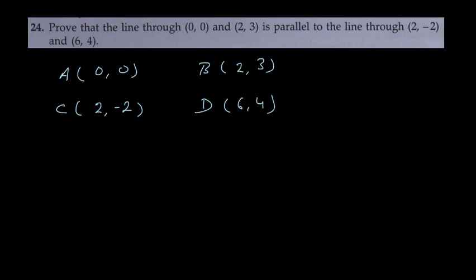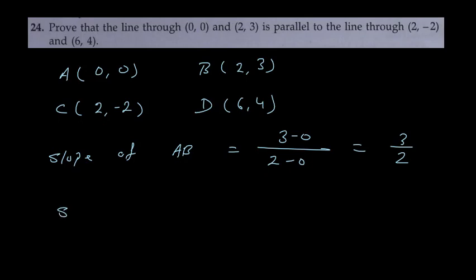So how can we prove that two lines are parallel? By equating their slopes. So we will first find the slope of AB and the slope of CD. The slope of AB is 3 minus 0 upon 2 minus 0, that is 3 upon 2, and similarly we get the slope of CD. So the slope of CD is 6 minus minus, it will become plus, and 6 minus 2.